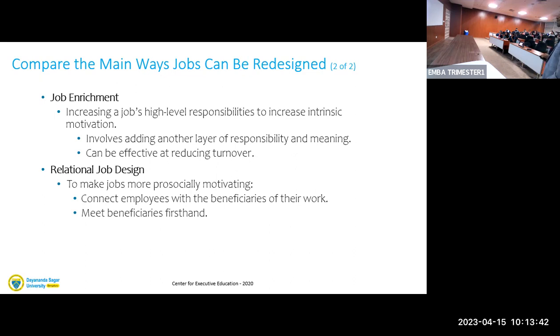Like connect employees with the beneficiary. Like I give you an example of Rolls Royce, where eventually your team can go and deliver the car to the customer or the person who's paying the money. Or meet beneficiaries firsthand. So again, some organizations also allow you to go one day in a month or something like that and do some social work and things like that. So these are interesting strategies for increasing what?